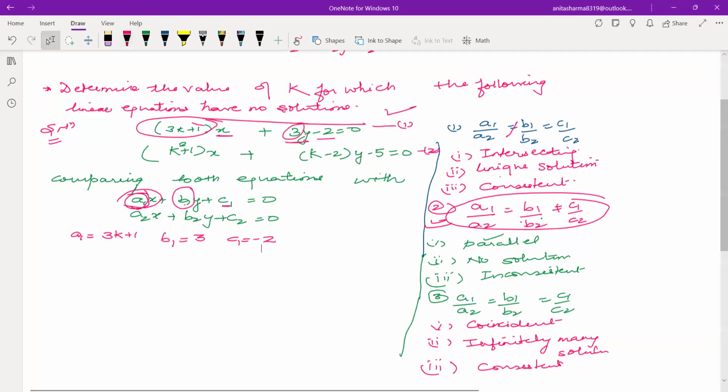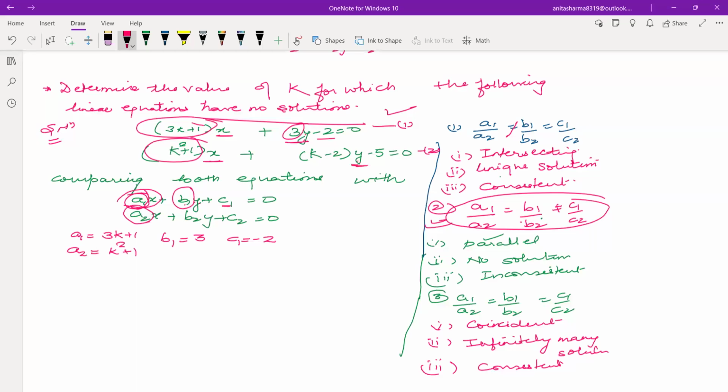Clear? So now come to the next equation, that is the second. Here the coefficient of x is k square plus 1, and here the coefficient in the second equation is A2. So the value of A2 will be k square plus 1. Now come to the second term of the second equation. So here the coefficient of y is k minus 2 and here the coefficient of y is B2. So the value of B2 will be k minus 2. Right? So the constant term here has a minus sign, so the value of C2 will be minus 5.